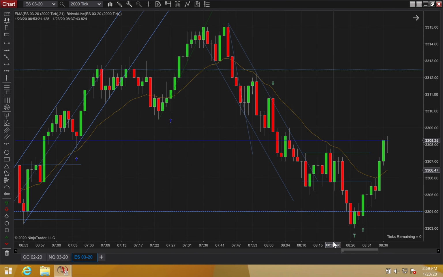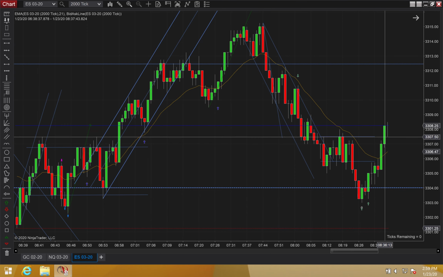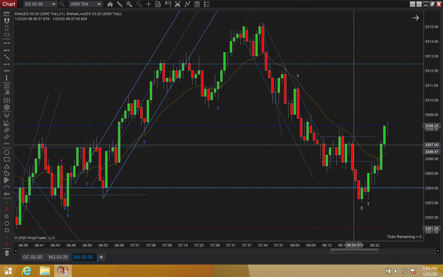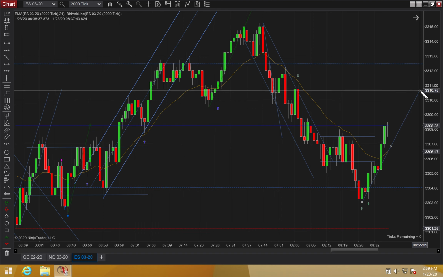So we get that push up. This is what we want to see though, regardless. Basically, we're below the EMA. Now we're closing above the EMA, and we move past previous swings. So we're going to give that its very own micro trend.